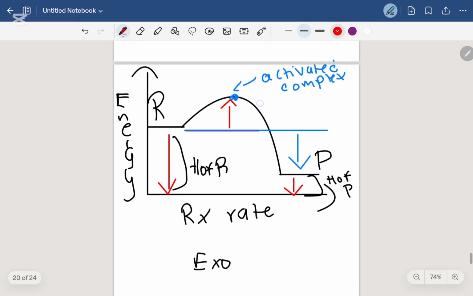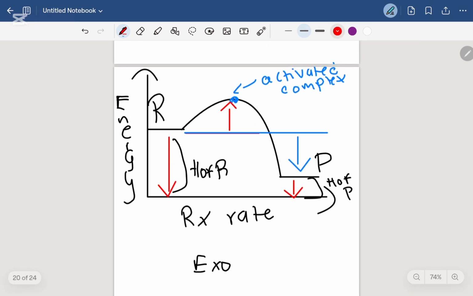Logically, if this is the activated complex, then this arrow from the reactants to the activated complex, over here, we will call the activation energy. Of course, we have the forward activation energy and the backward activation energy. In the CQDs, we will experience them, and I will explain them, so don't worry.